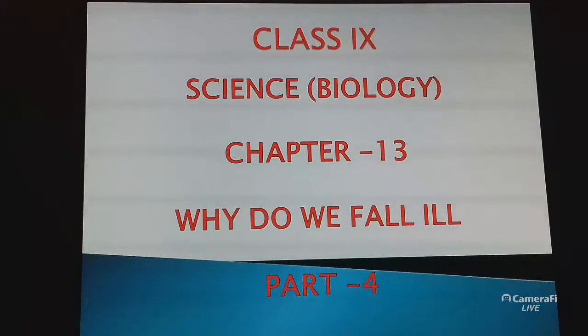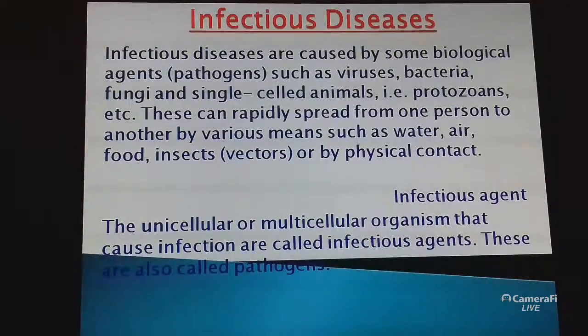Today I am going to discuss the chapter Why Do We Fall Ill, part 4. As I have already discussed in our previous class, the different types of disease: acute disease, chronic disease, acquired disease, congenital disease, infectious disease and non-infectious disease. Now I am going to discuss the difference between infectious disease and non-infectious disease.